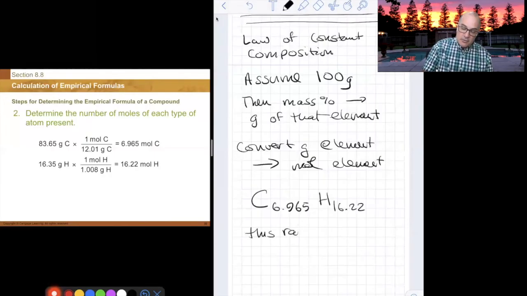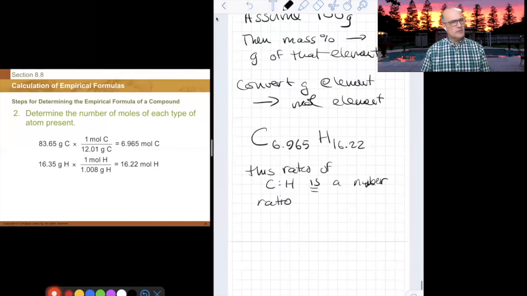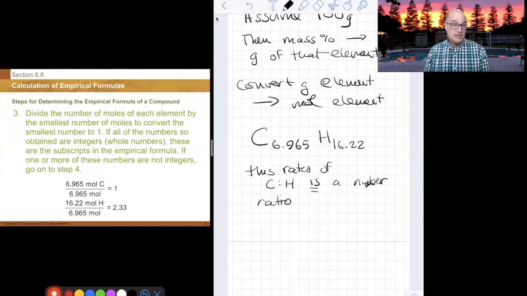This ratio of carbon to hydrogen is a number ratio, but it doesn't work for our chemical formula, right? Because our chemical formula uses integers. How can we turn these into integers? We divide out by the smaller of the two numbers, right? We divide out by the smaller of the two numbers.